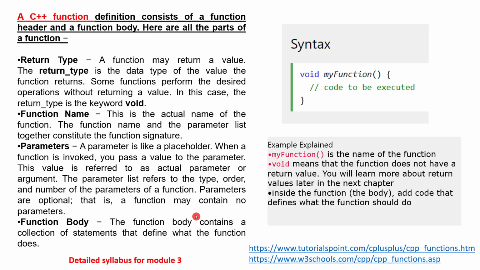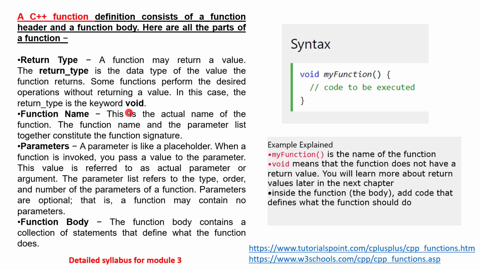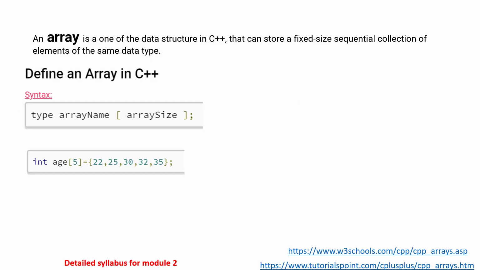So we got an idea about the function, and next one is the array. An array is one of the data structures in C++ that can store a fixed size sequential collection of elements of the same data type. Suppose you want to take the data of age. So type, array name, array size.